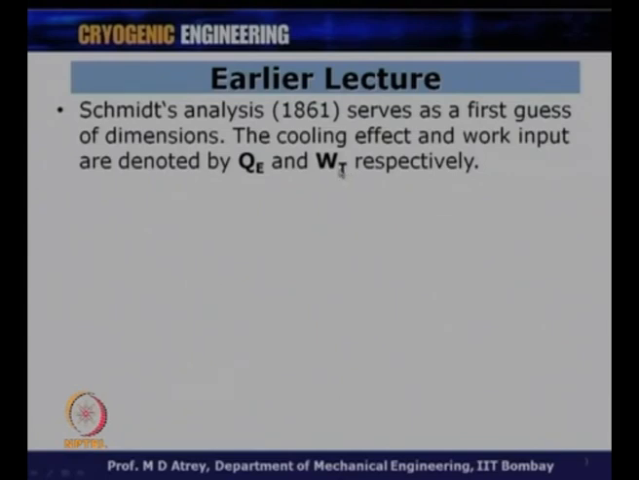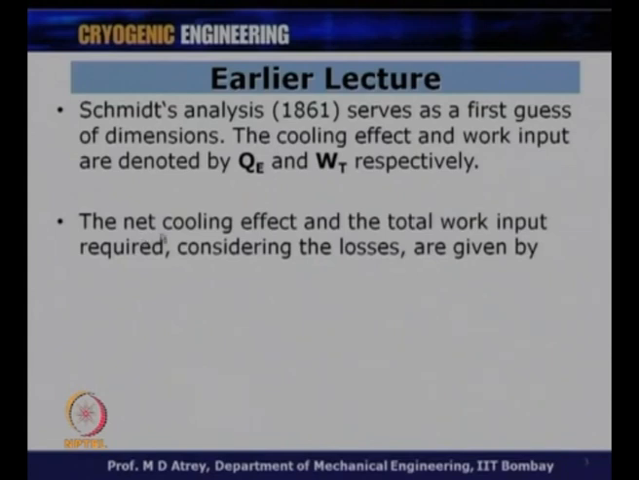The only realistic assumption in Schmidt's analysis was a continuous motion of piston and displacer, while in the ideal Stirling cycle, as I earlier said, the continuous motion of displacer and piston is not considered. What is considered is a discontinuous motion of piston and displacer. So, Schmidt's analysis was a step towards a realistic analysis, taken in 1861. We also studied that the net cooling effect and the total work input required will have to consider losses, while Schmidt's analysis will not consider those losses. QE and WT are still kind of ideal assumptions as far as Schmidt's analysis is concerned.